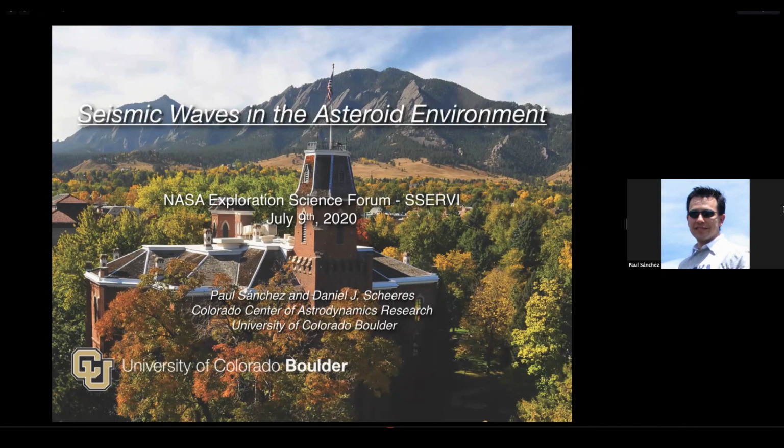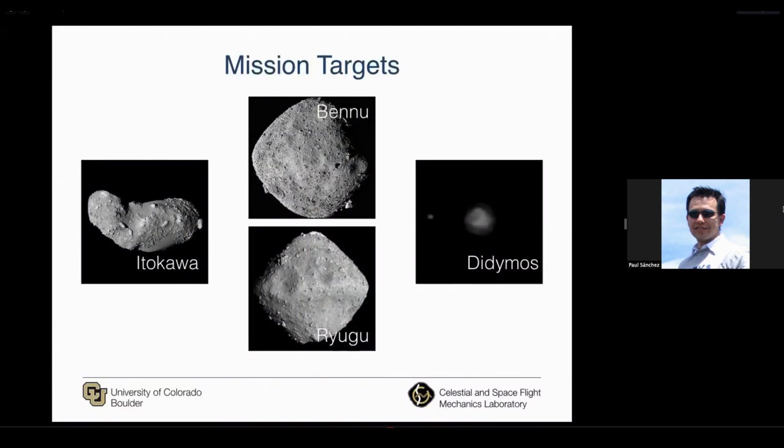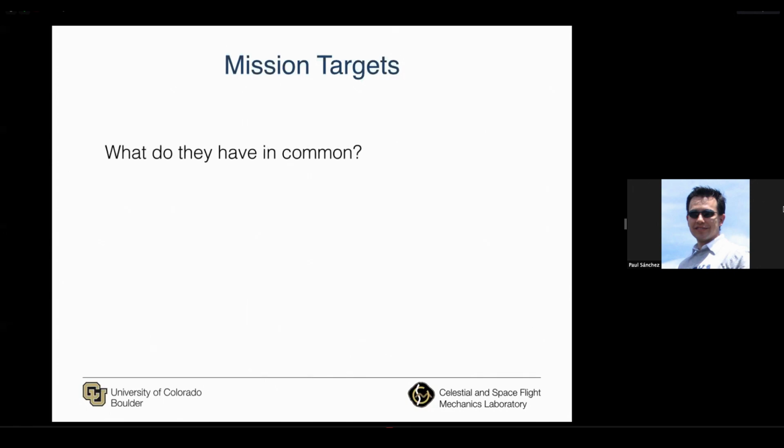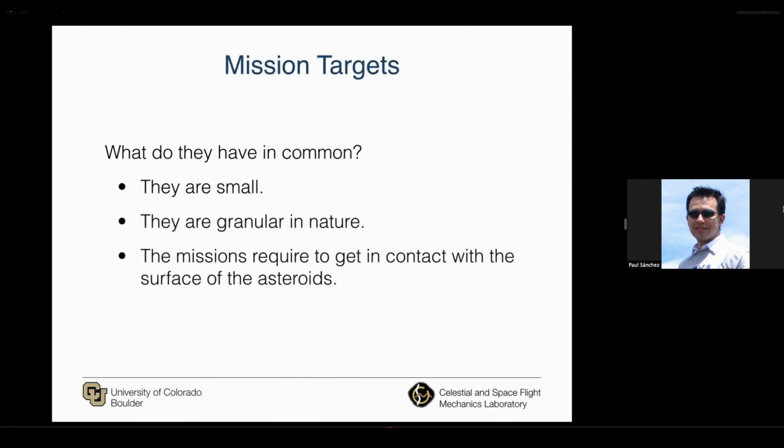The work I'm going to present today is something we have been doing at the University of Colorado for the last few months, and it has to do with seismic waves in the asteroid environment. So these are the pictures of some of the asteroids that we have had as mission targets: Itokawa, Bennu, Ryugu, and well, in some years really, Dimorphos, the satellite of the Didymos system. And some of the things that they have in common is that they are small, they are granular in nature, and the missions require them to be in contact with the surface of the asteroid.